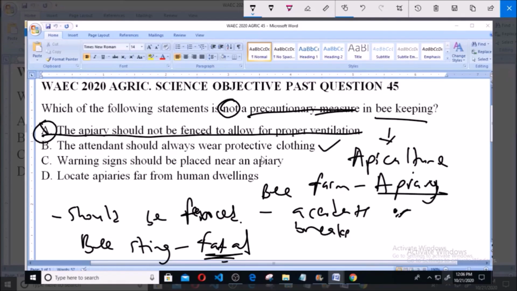Now option C says warning signs should be placed near an apiary. This is also true. This is a precaution, as warning signs should be kept to warn passersby about the presence of bees in that area. So option D says locate apiaries far from human dwellings, and this is also a precaution. Apiaries should not be located close to residential areas, also in the case of accidents or breaks, okay? So this is not the answer. So as we have rightly established, option A is the answer to the question.